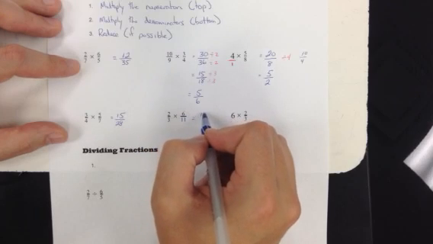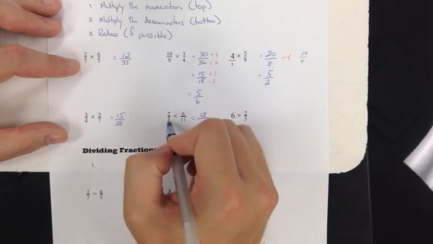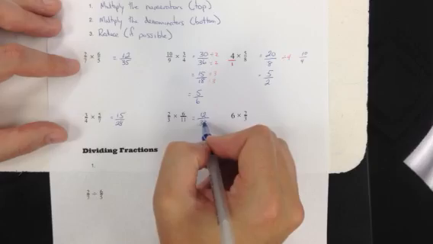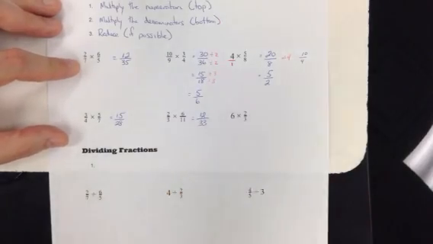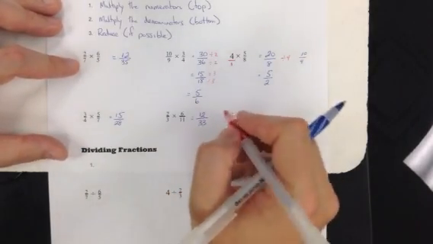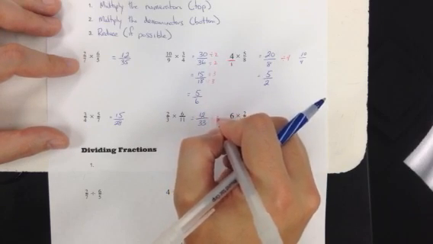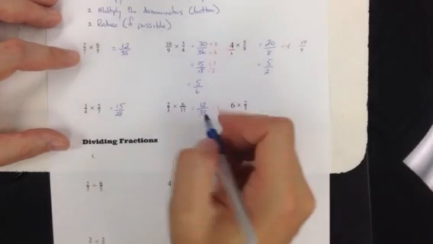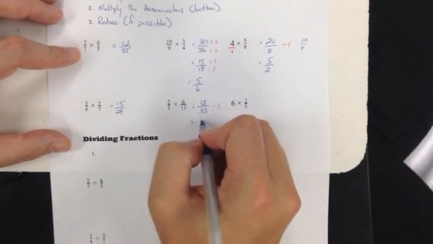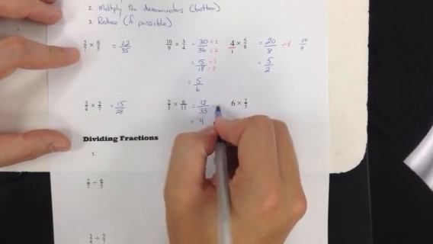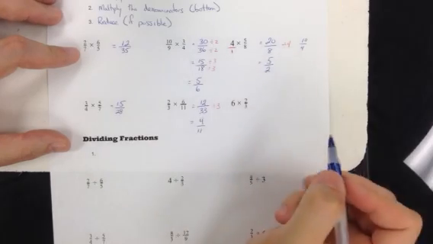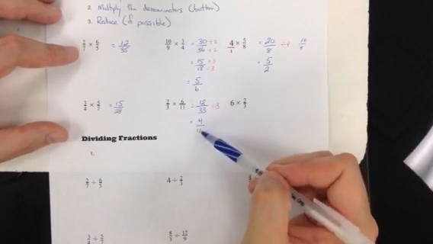2 times 6 is 12. 3 times 11 is 33. And then checking to see if any number divides into both 12 and 33. I think I can divide 3 into both of them. 12 divided by 3 is 4. 33 divided by 3 is 11. So our final answer is 4 over 11.